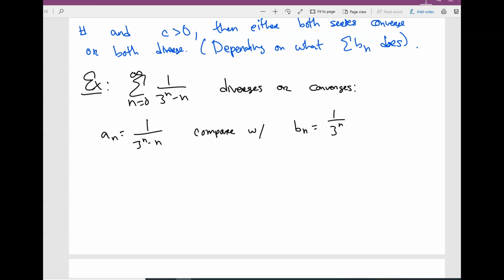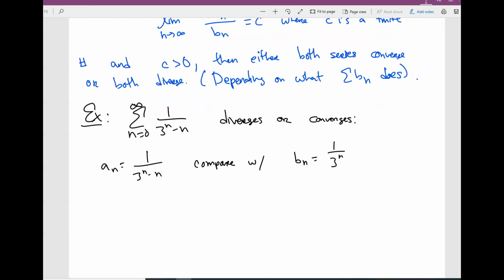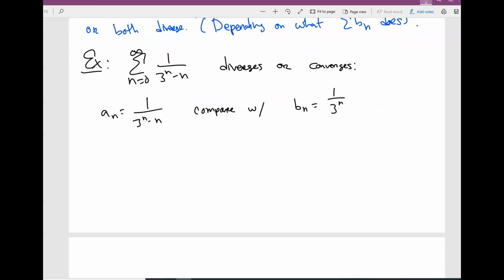So by the limit comparison test, we're going to take the limit of a sub n divided by b sub n. We're going to take the limit as n goes to infinity of a sub n over b sub n. So let's write down that we're using the limit comparison test. This is going to be the limit as n goes to infinity of a sub n, or let me write this as a sub n times 1 over b sub n.